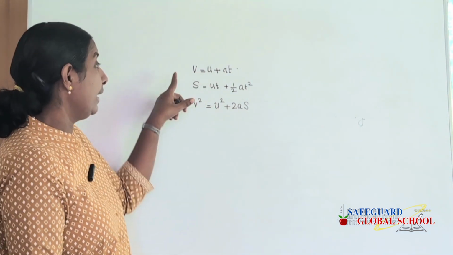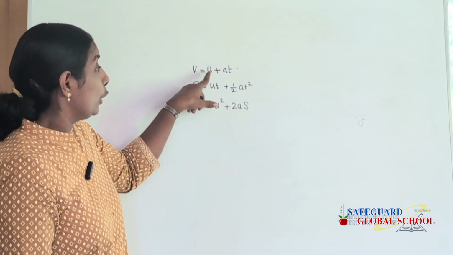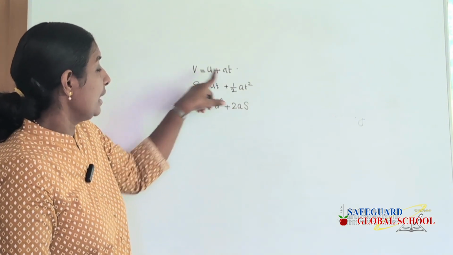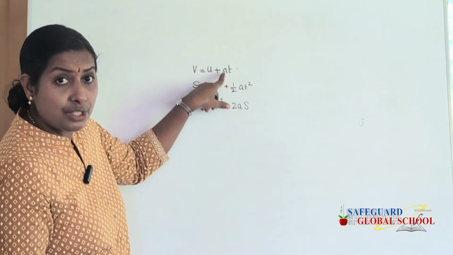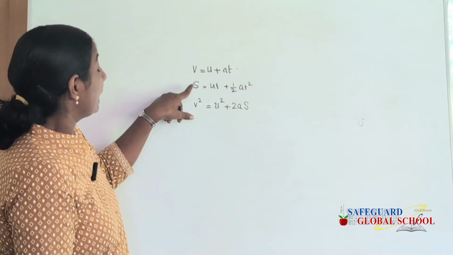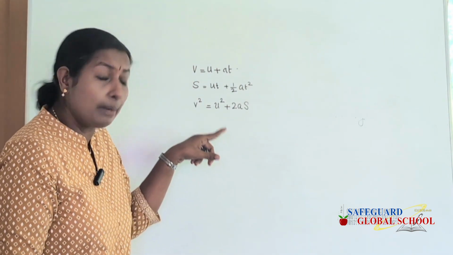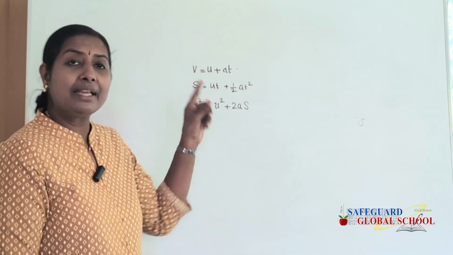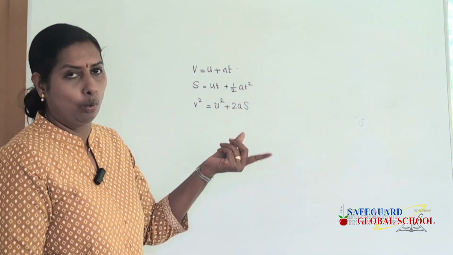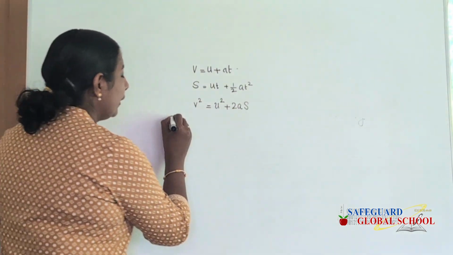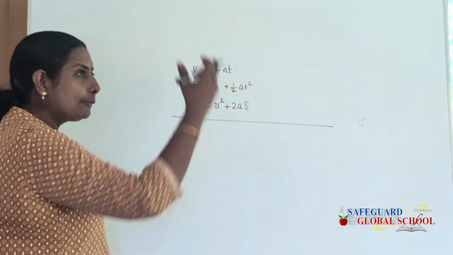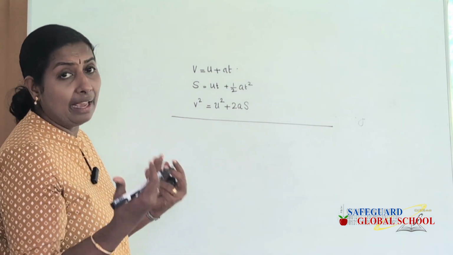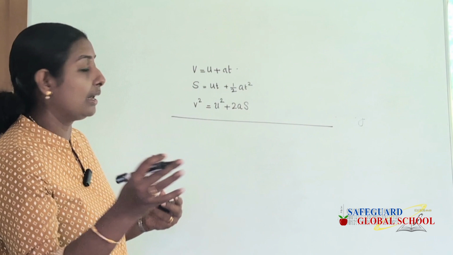I'll tell it once again. V is the final velocity, U is the initial velocity, A is the acceleration when it is an accelerated motion, and S is the distance traveled by the body. So how can we apply these equations to free fall now? Free fall means it is falling down, and it can also be going up against gravity. Some questions can be asked on that also.